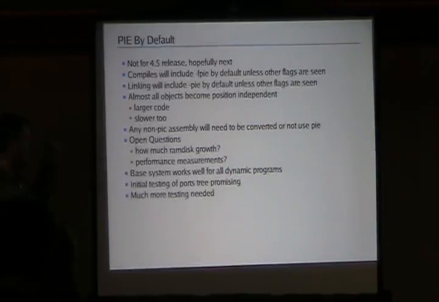But there are a couple of open questions. We have to figure out how much RAM disk growth there will be. OpenBSD likes to keep our install on a floppy, and the majority of, if not all, I think, the programs on the floppy are static. So RAM disk growth might be an issue. And also, eventually, to measure the performance hit by switching everything to PIE.